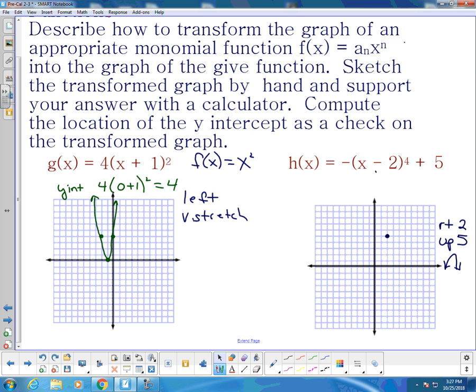Now, that's the only point we have, so we're going to look for our y-intercept. And again, our y-intercept is found by plugging in 0 for the x. So this is -2 to the 4th is a +16, times the negative out front is a -16, plus 5 is -11. So that's clear down here. And my mirror is here, so I'm going to go 2 off the mirror. It's going to be right here. That's all we need to sketch our graph.